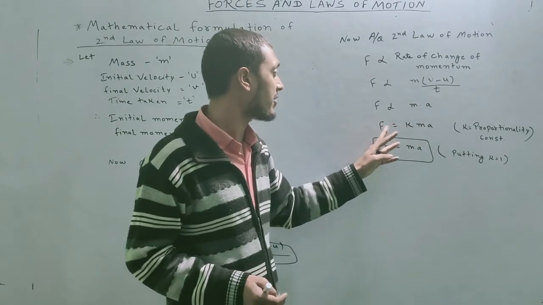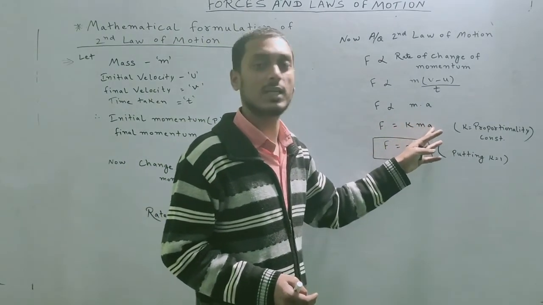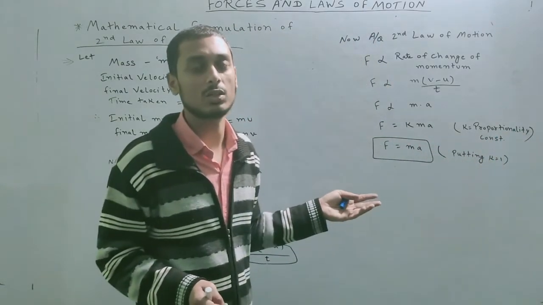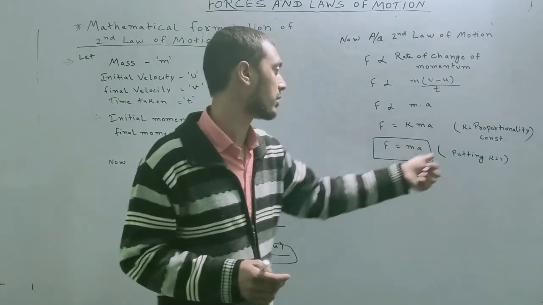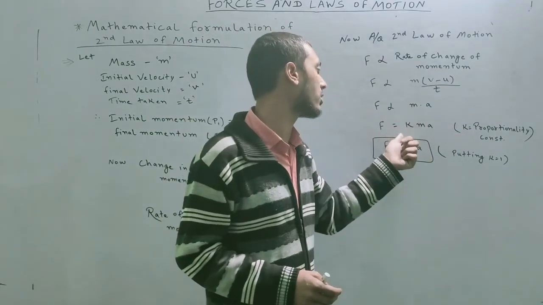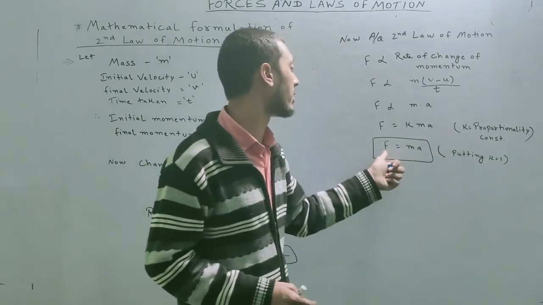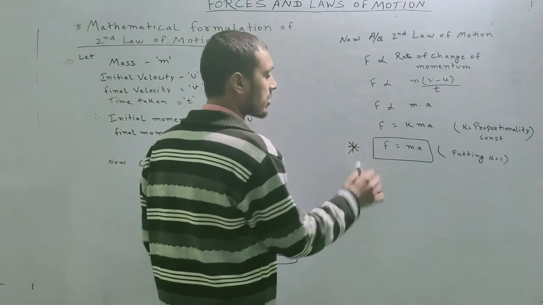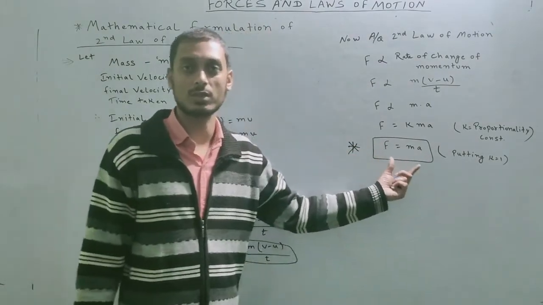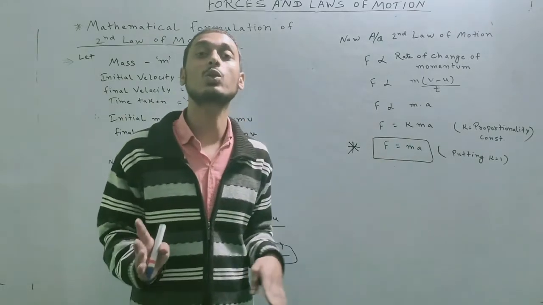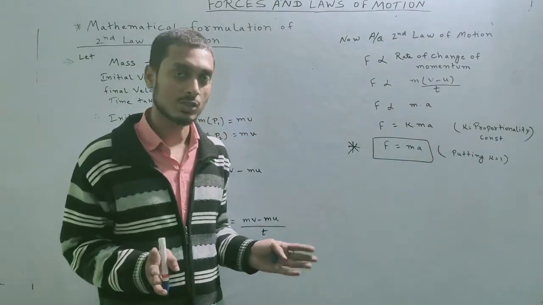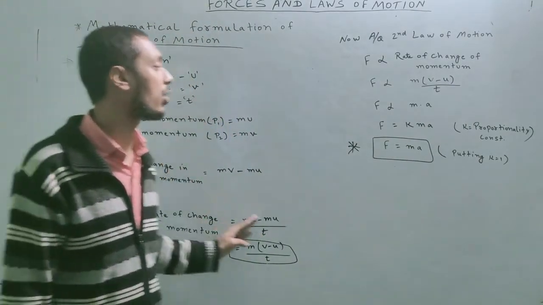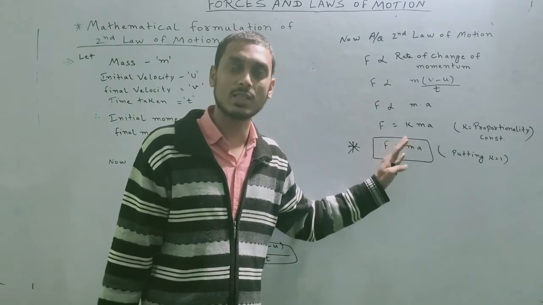We can write F equal to k into m into acceleration. k is called the proportionality constant. It is called the constant of proportionality, k. Then if we put the value of k equal to 1, we can get the formula F equal to mass into acceleration. This is the mathematical expression of force. This formula is used to calculate the amount of force. So this topic was very important. It shows how the formula of force, force equals mass into acceleration, came.